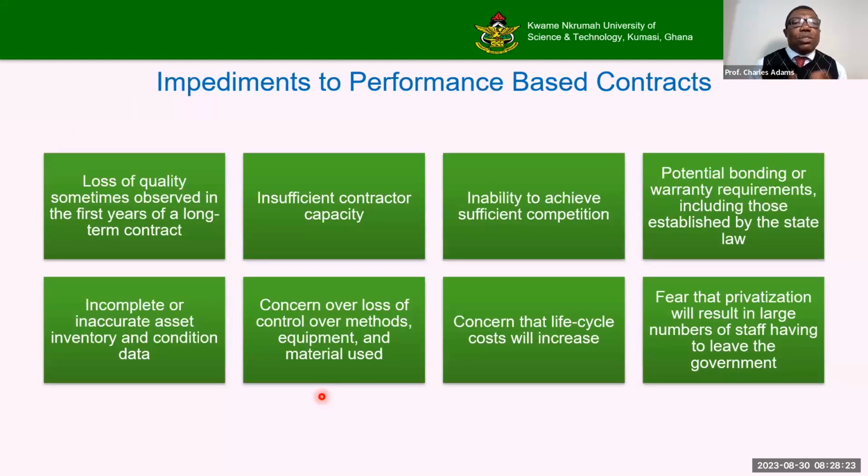Okay, now there's also insufficient contractor capacity in most places, capacity to do the work, and inability to achieve sufficient competition. Not many people can actually bid for an OPRC job. So you find that the Chinese are winning all over Africa, and our local people are not able to compete. And it's a problem how to make our bonds complete and create an asset inventory. We don't have enough data on our system to be able to set good performance levels and all of that. So we want to shy away from it.